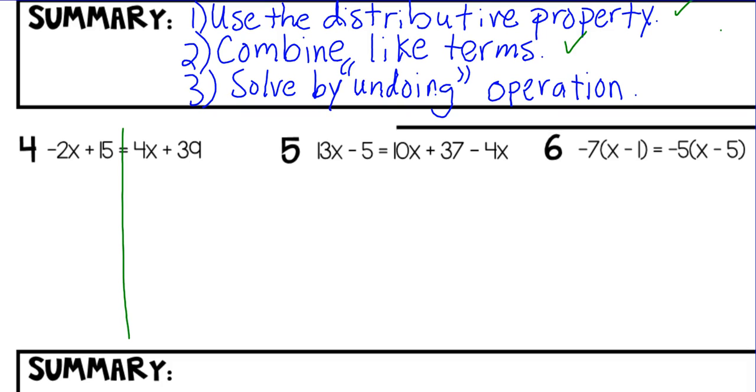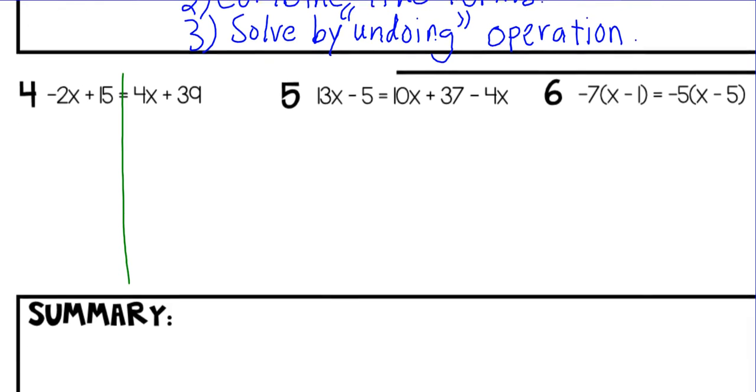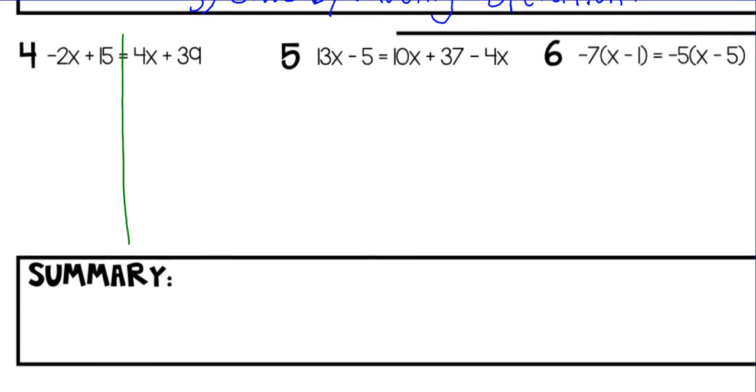So we're going to go down to the summary here so that we can keep track of our steps. So our first step is to distribute. And again, that's only if we can. If we don't have any parentheses, we just skip on to the next step. Our second step is just like before, combine like terms.